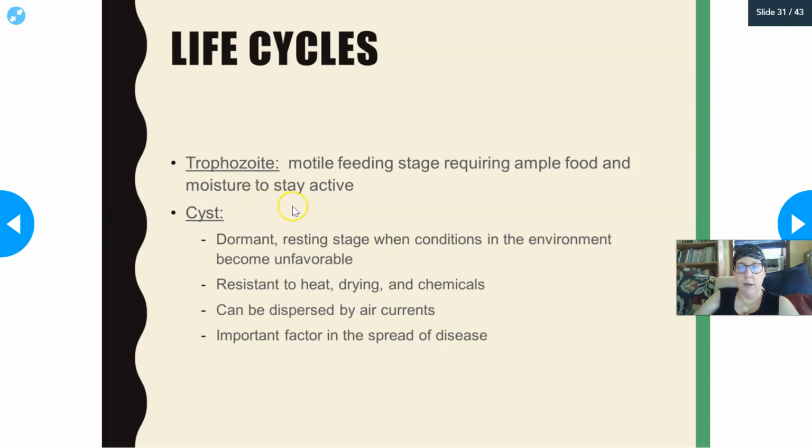But when you have winter time and adverse conditions, or droughts in areas like Africa, these trophozoites can form a cyst, where it takes all the genetic material it needs and just encapsulates it. A cyst is a dormant resting stage that occurs when conditions become unfavorable, like too dry or too cold. It is resistant to heat, drying, and chemicals, which means if you treated water, it's not going to do anything. If it's in soil, it can be dispersed by air currents. Wind can carry them off and drop them in water or other soil areas. Cysts are an important factor in the spread of disease because they allow these protozoans to survive during harsh conditions, and then when conditions are favorable, they go back to trophozoites and multiply, but they don't die off when conditions are adverse.